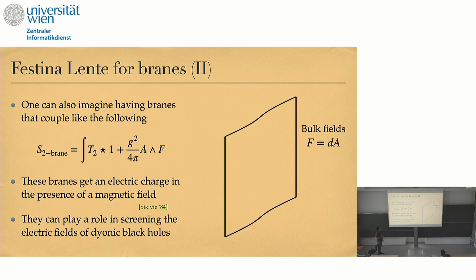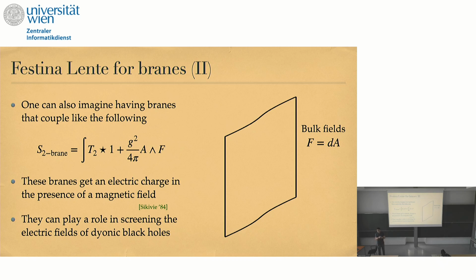So you can also imagine having a different kind of brane which doesn't have a gauge field living on its surface, but couples only through the bulk gauge field, and it has a coupling like this, like A wedge F. The D branes of string theory are not like this; they are like the previous example that we talked about. But this one is like axion domain walls. So axion domain walls have a coupling like this, and what this coupling means is that this brane will become electrically charged in the presence of a magnetic field. Okay, and so it can play a role in the screening of fields around a dionic black hole.